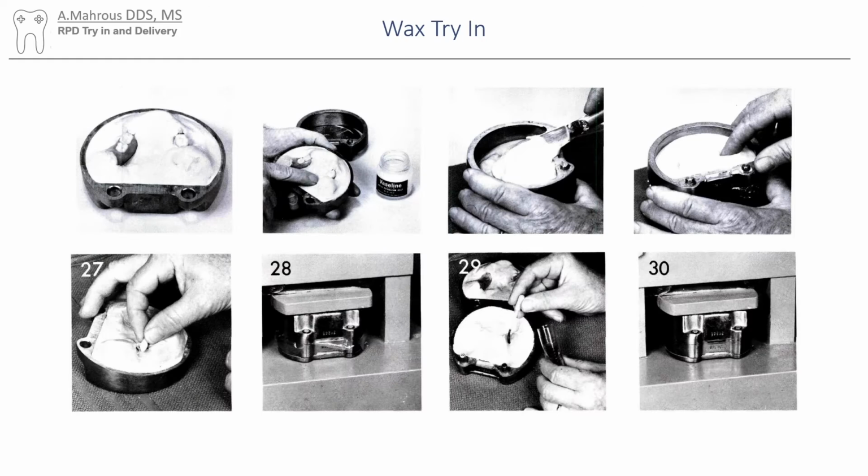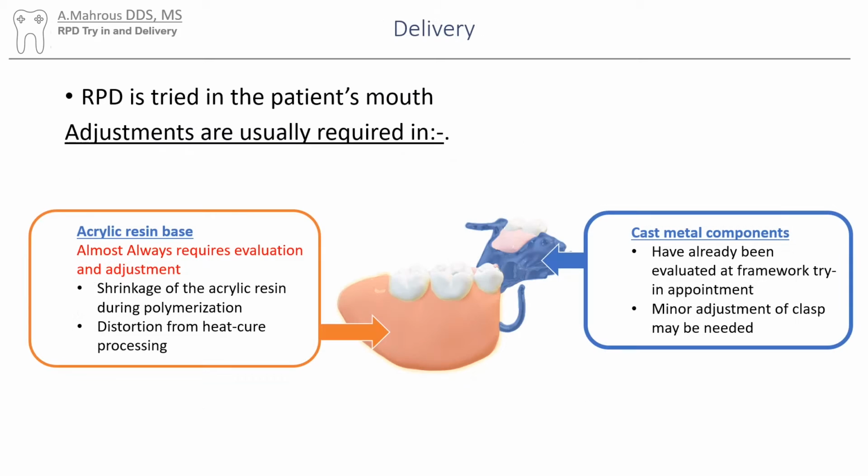The RPD is then finished through a process of flasking, wax elimination, and acrylic insertion and curing. This is collectively known as processing. During delivery, adjustments might be made on the acrylic resin or the cast metal components. Adjustment of the acrylic resin is common due to the distortion that occurs from the polymerization shrinkage of the resin. If a framework try-in has been performed, adjustment of the cast metal components is unlikely.